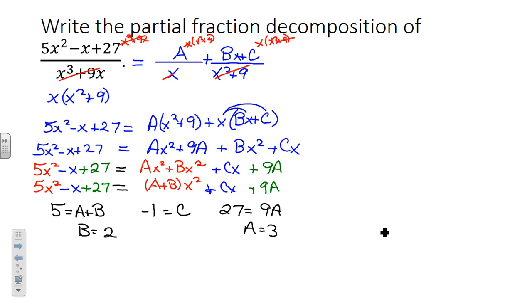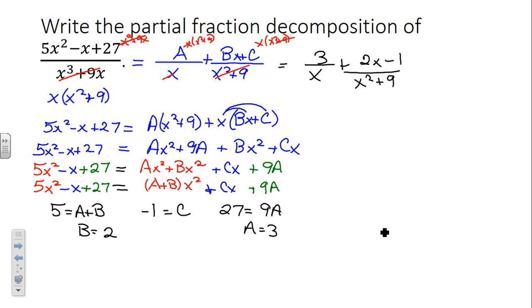Yeah, it's kind of fun, right? It just kind of falls in your lap, doesn't it? Okay, so now we can rewrite this as 3 over x and 2x minus 1 over x squared plus 9. Make sense? Okay, thank you. All right, next example. Questions on this one first?